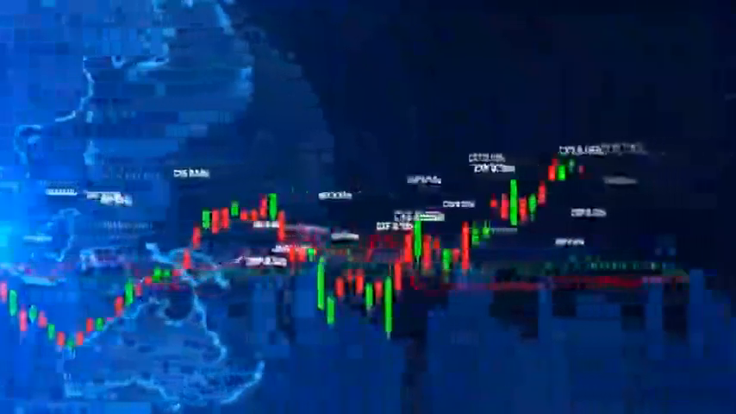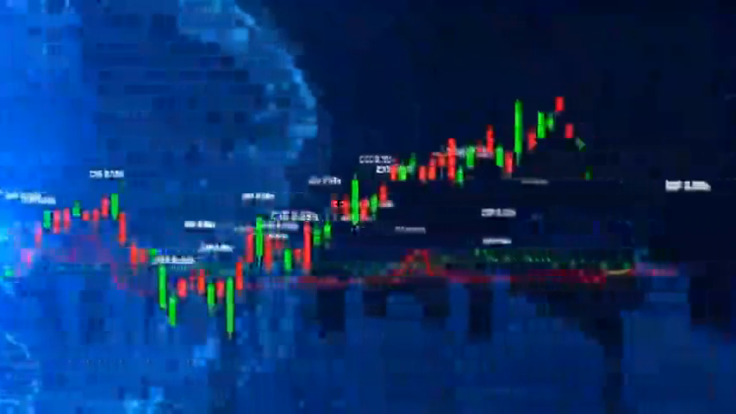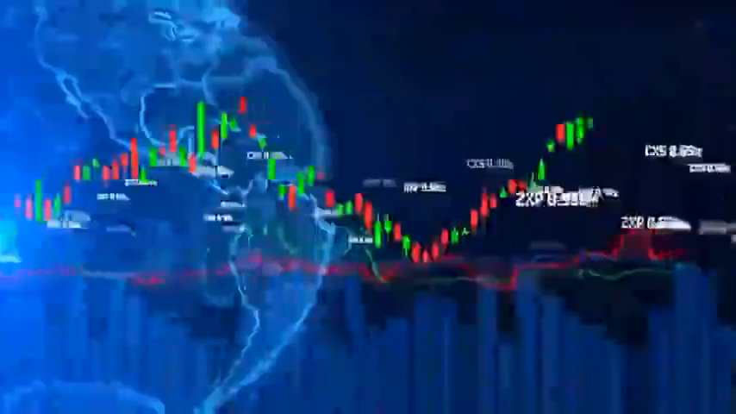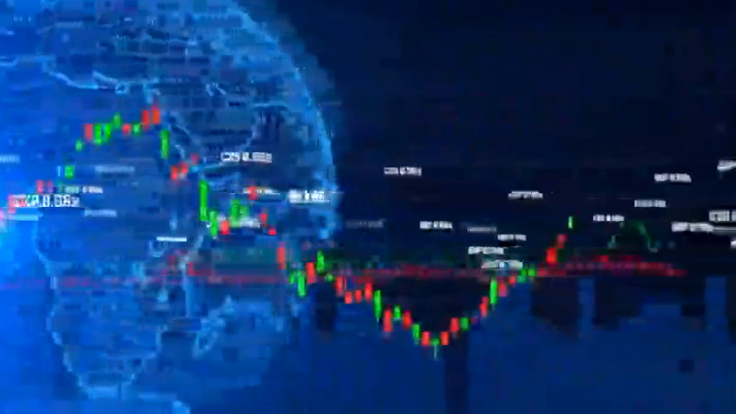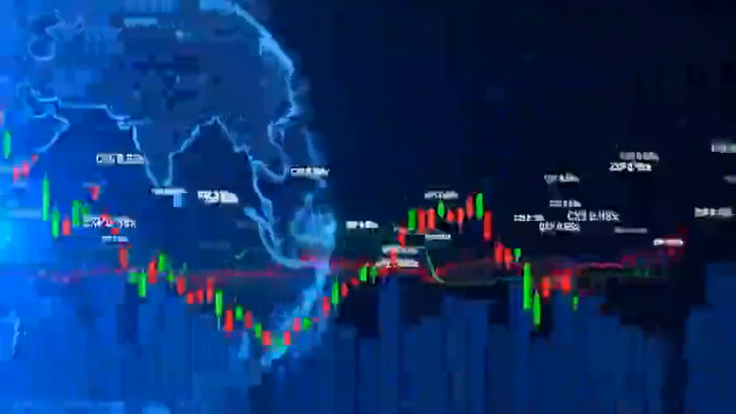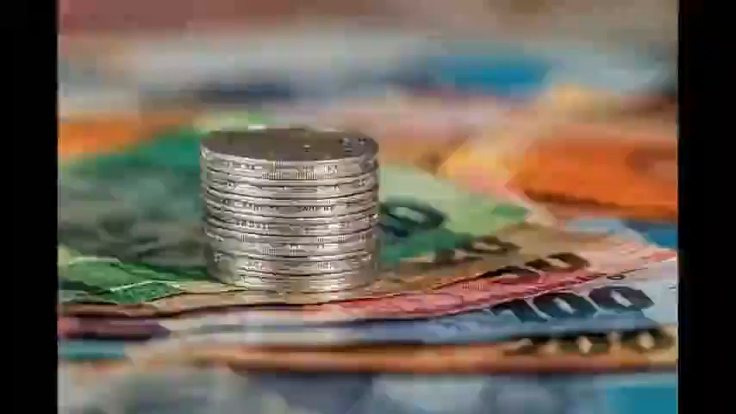Step 3. Decide on your investment strategy. There are many different investment strategies to choose from, but some of the most popular for beginners include index funds, exchange-traded funds, ETFs, and individual stocks. Each strategy has its own risks and potential rewards, so do your research and choose one that aligns with your goals and risk tolerance.